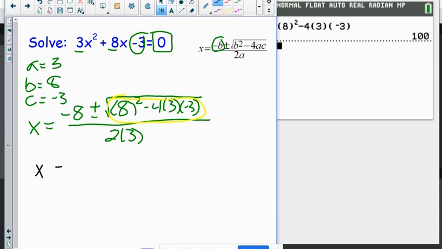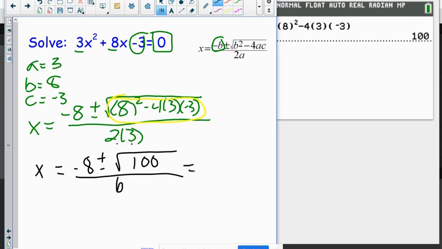So now what I have is negative 8 plus or minus the square root. I got 100 underneath that square root. And then I usually like to simplify this bottom part. 2 times 3 equals 6. You can do it later if you want. I like to do it right away.